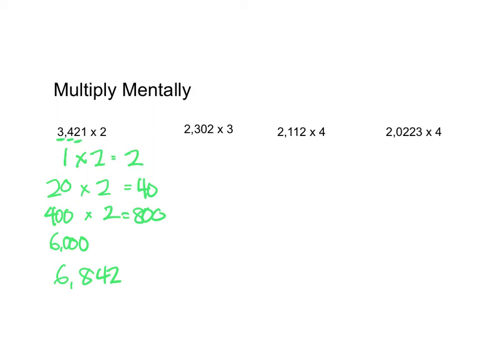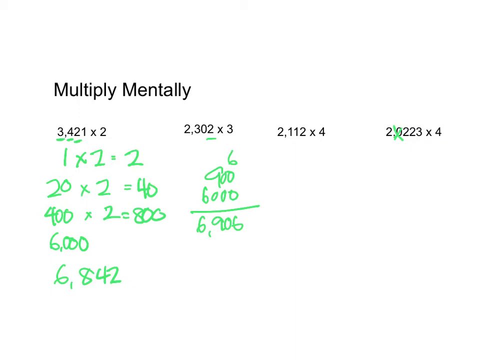Keep it in your head if you can keep those numbers straight in your head. Let's look at the next one. Oh, I'm not sure what I did on that last one. I think we need to get rid of that 0 there. 2,302 times 3. So once again, we're going to do it just kind of in our head. Well, 2 times 3 is 6. 0 times 3 is 0. 300 times 3 would be 900. And then 2,000 times 3 would be 6,000. So we end up with 6,906 there. Going a little bit faster through this.